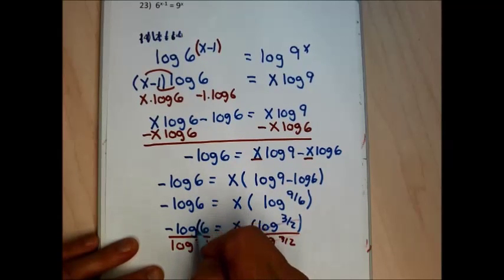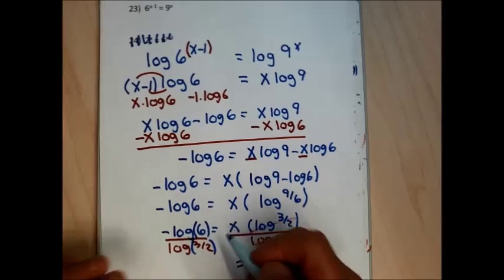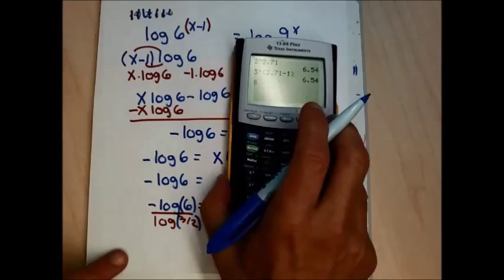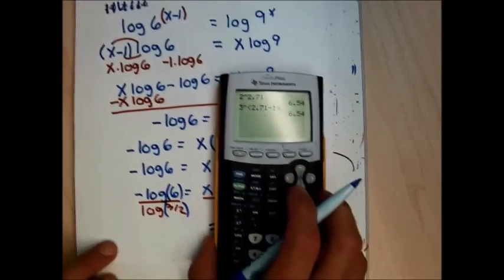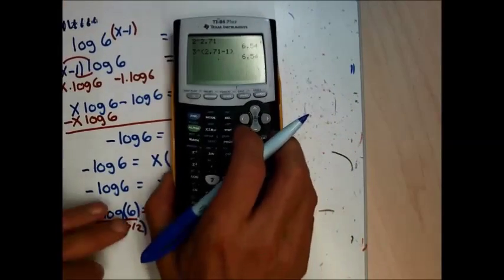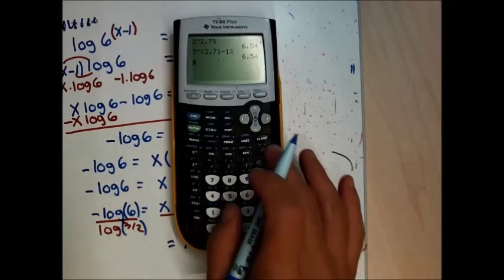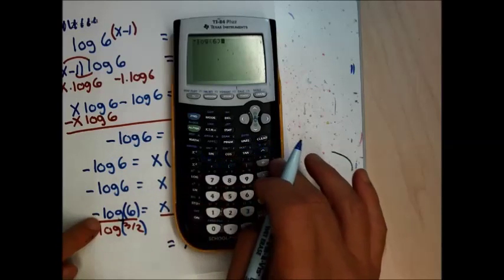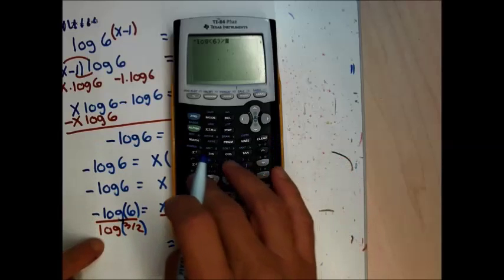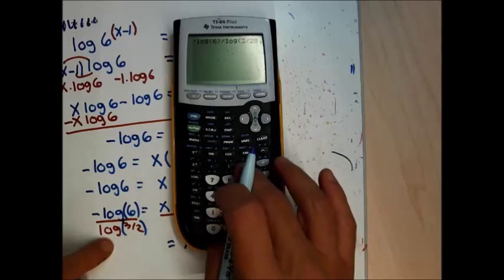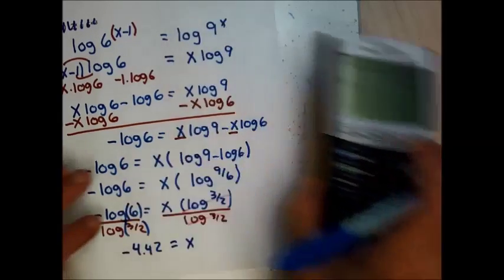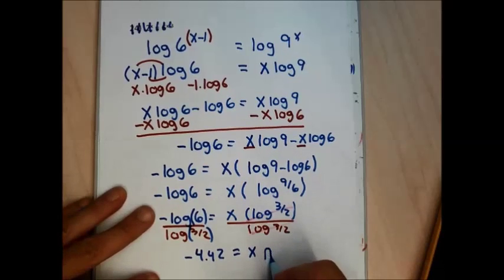On the left-hand side, all the numbers are going to need to be in parentheses, and I'm just going to enter this more or less how it looks. So for the left-hand side, I'm going to enter negative log of 6 divided by the log of 3 divided by 2, and get negative 4.42. I claim that's my answer to problem 23.